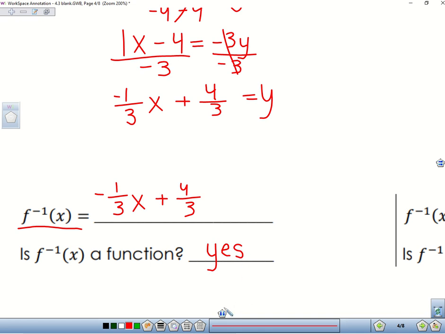So you might be thinking, how do you know? Oh, you have a question? That's what I was just going to say. So how would you know it's a function without graphing? Now, that's a good question.